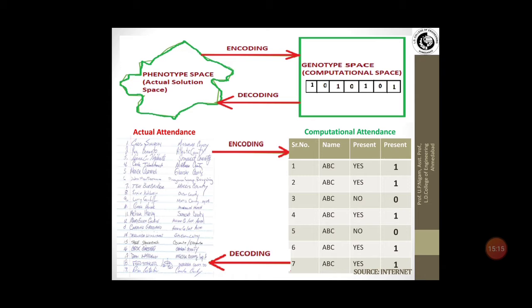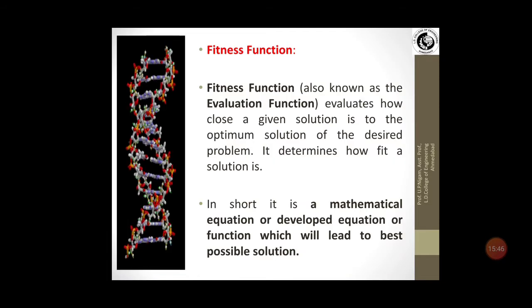So converting the raw data, the hard data available with you, into soft data, or computational data, is known as encoding. You are encoding something, and when you have obtained the answer, then obtaining the raw data, or the actual solution space, from the computational values is known as decoding. So these are the two terms we need to understand: first is encoding and the second is decoding.